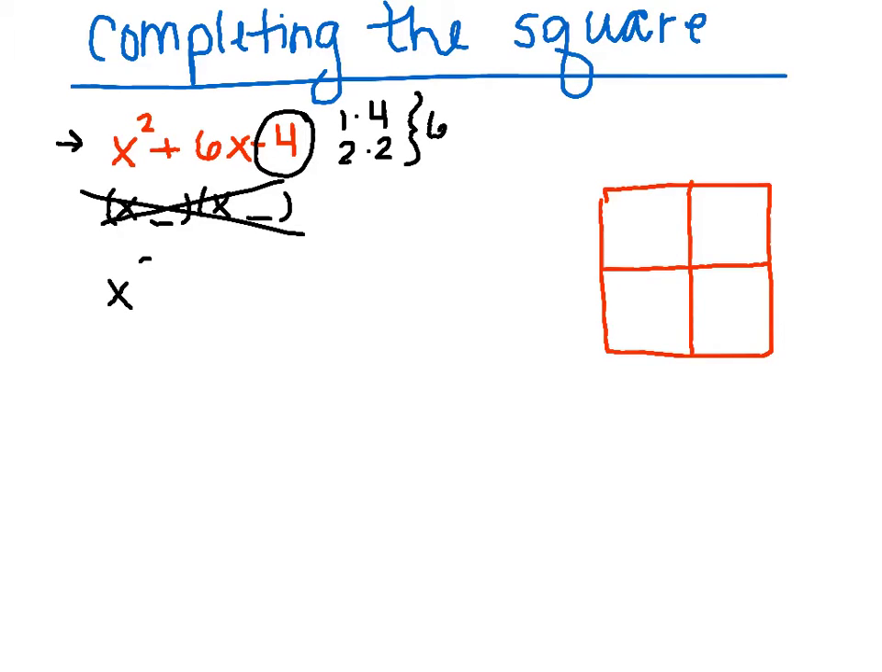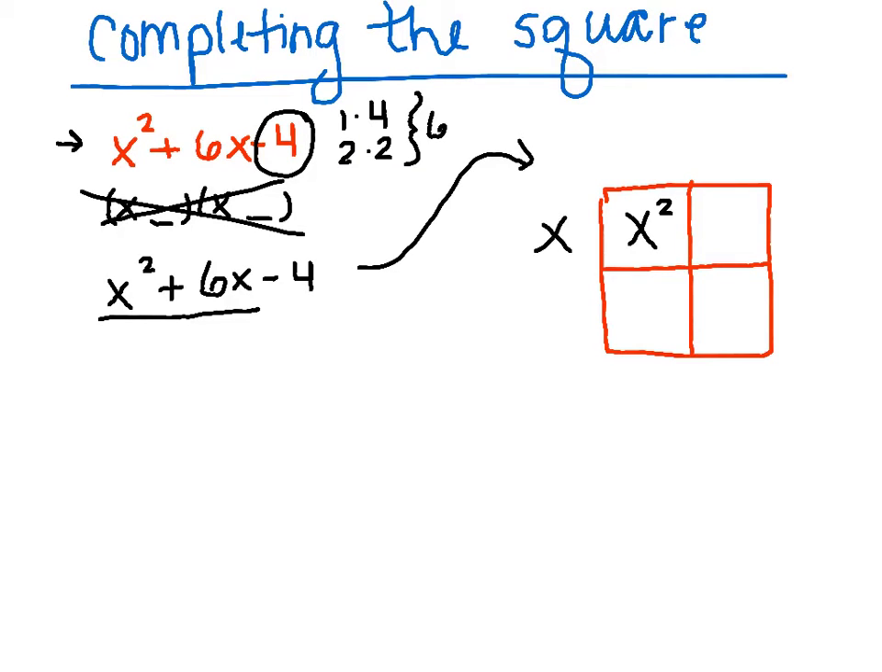And what you do is, I'm going to rewrite my equation, x squared plus 6x minus 4. Let's look at this box method. You're going to look at the first two terms. So we know x squared goes in the first box, and that's x times x. To figure out what goes in these last two spots, we know these middle terms have to add up to 6x. And these numbers are going to be the same number.